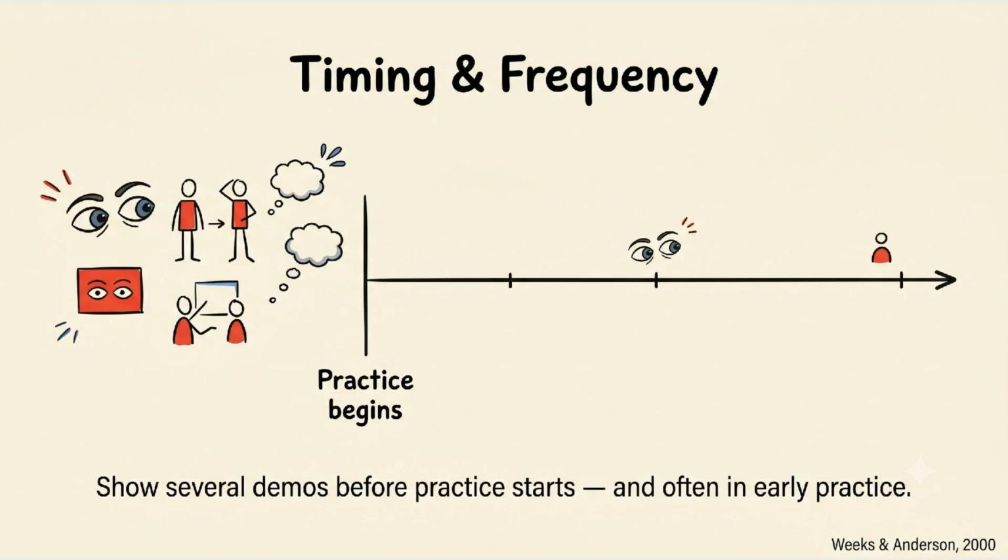One footnote worth knowing: when you let learners decide for themselves when they want a demo, they ask shockingly rarely, often before fewer than 10% of their trials. Left to their own devices, people undersample the very information that would help them, which is a good argument for the instructor staying in charge of the demonstration schedule early on, rather than waiting to be asked.